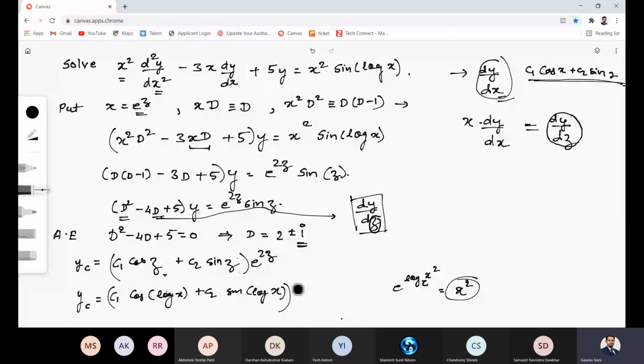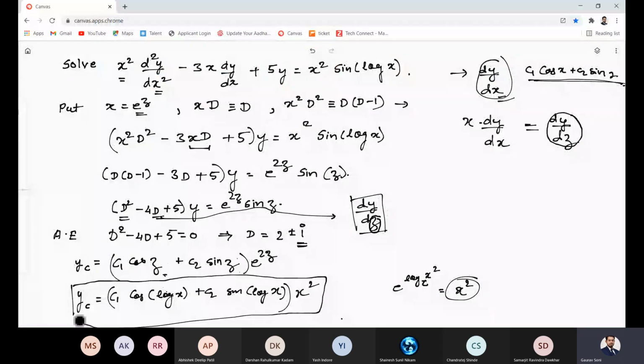So when we have Cauchy, we have to be a bit cautious about the variables, about writing a solution. Only then you can reach the correct answer. Clear?